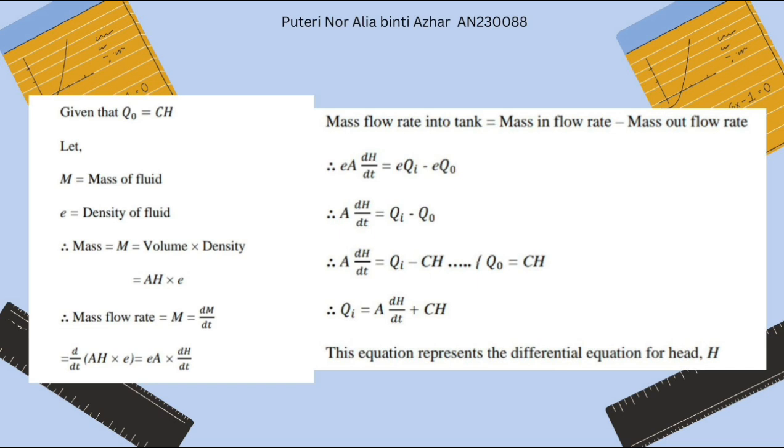Then A dH over dt equals Qi minus CH, because Q naught equals CH. So the equation will change into Q initial minus CH. Then from Q initial, we will rearrange the equation and we will get Q initial equal to A dH over dt plus CH. So this equation represents the differential equation for head.